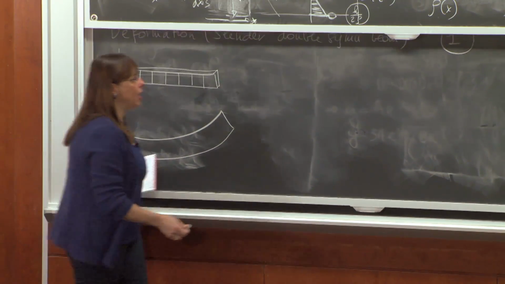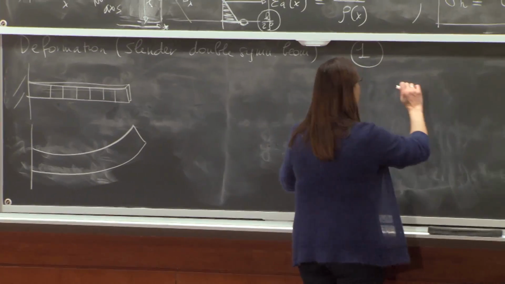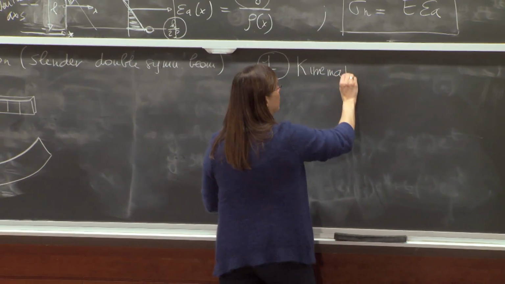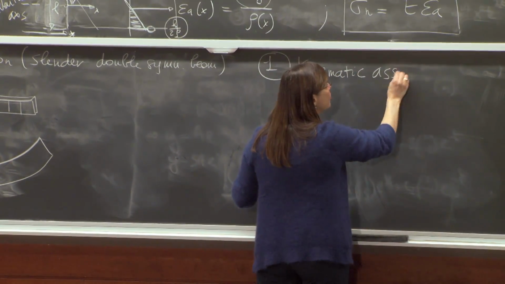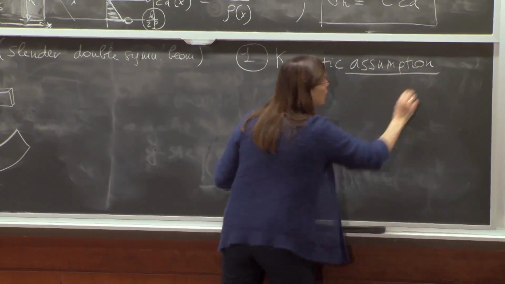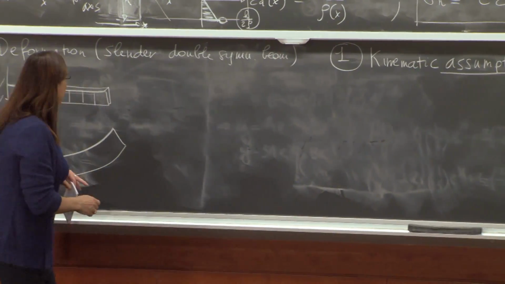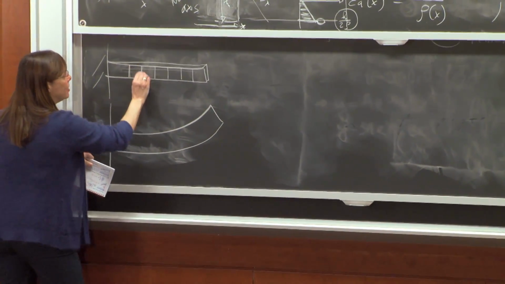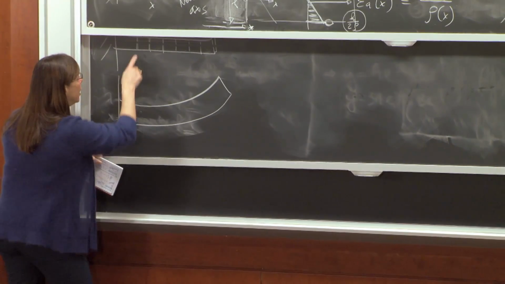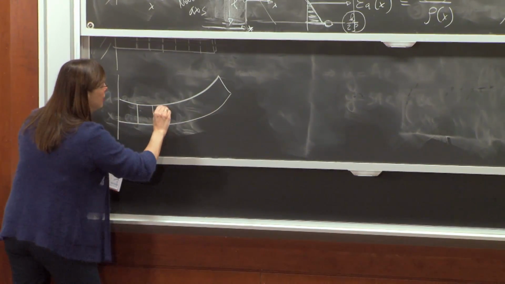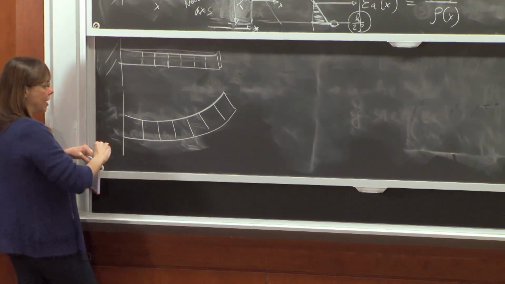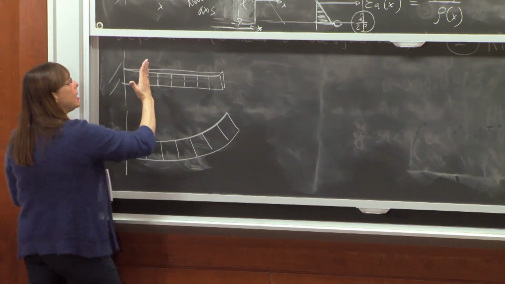And the assumption that I make, so the first step always in this treatment, is to say that there is a kinematic assumption. An assumption about the movement of the beam. The kinematic assumption is that if I drew with the pen this vertical line orthogonal to the axis of the beam, when I then see the beam and I look at the same line, those lines remain straight, like that.